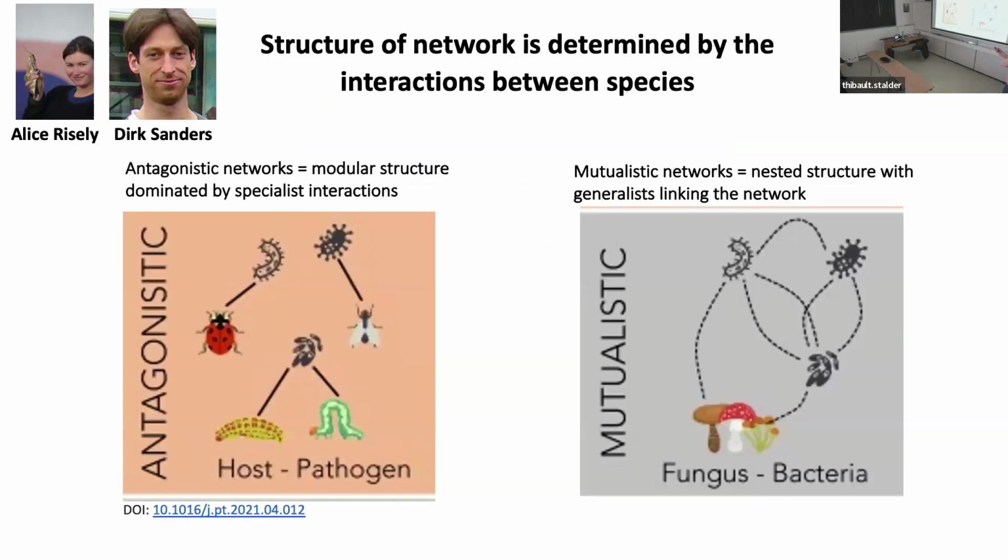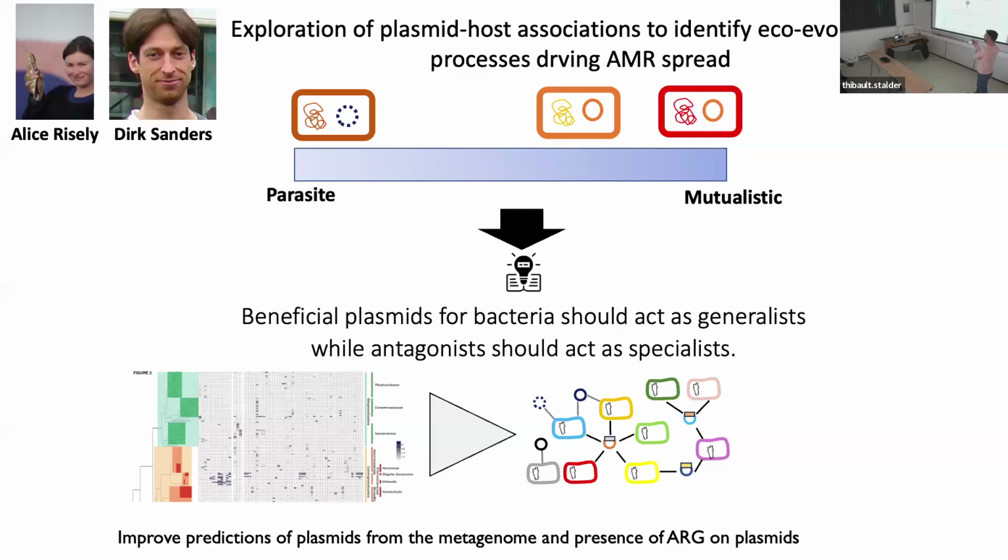And that was their idea here. They work on what they call ecological networks, which we may know very well here. The idea was that if we look at a network of host-pathogen or host and plasmids, then an antagonist network will have a more modular structure dominated by specialist interactions, while if we have a more mutualistic network, the structure of the network should be more generalist, linking the whole network. And so the idea was to see if we could apply this approach to study plasmid-host interactions in natural microbial communities.